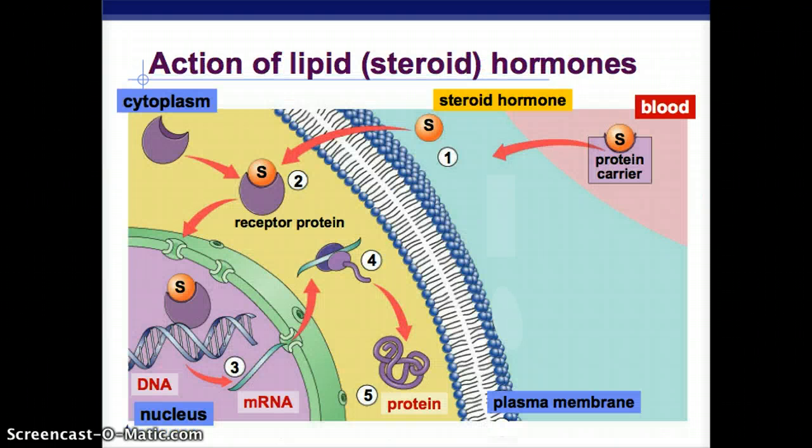So here's the action of our lipid or steroid hormones. Here it is, protein carrier in the blood, drops it out into here. The steroid comes across the membrane, hits a receptor protein. The receptor protein takes it into the nucleus, helps it write some DNA, and then that comes on out and creates a protein.